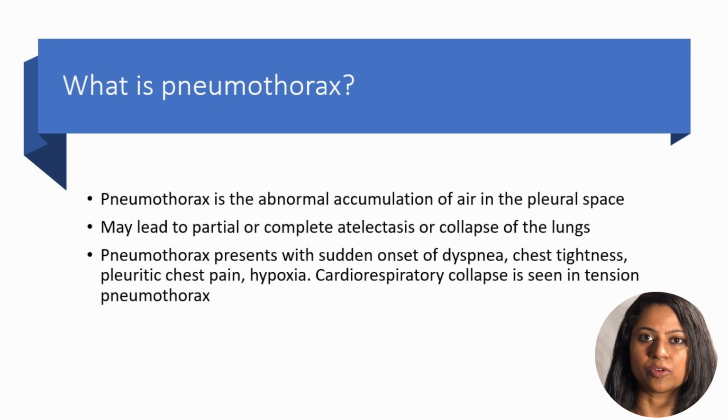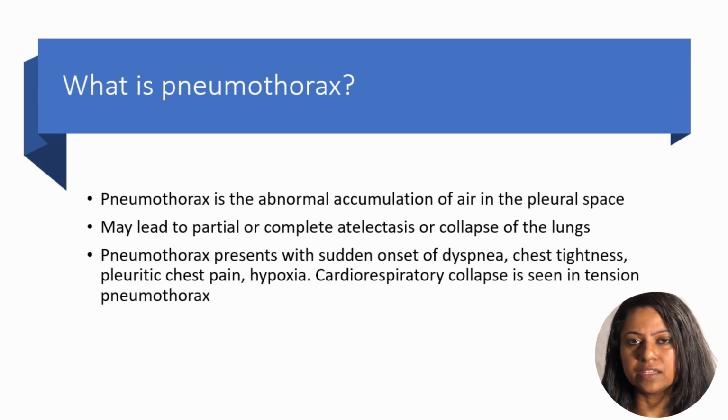The negative intrapleural pressure is vital to keep the small airways and alveoli open. It may lead to partial or complete collapse or atelectasis of the lungs. Pneumothorax presents with sudden onset of dyspnea, tightness in the chest, and pleuritic chest pain. There may be cardiorespiratory collapse in tension pneumothorax.